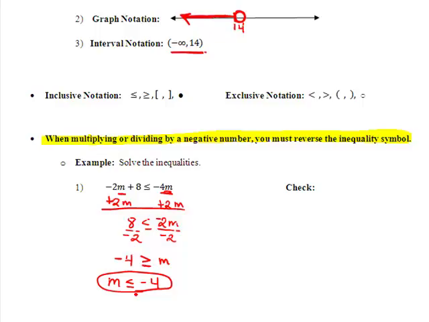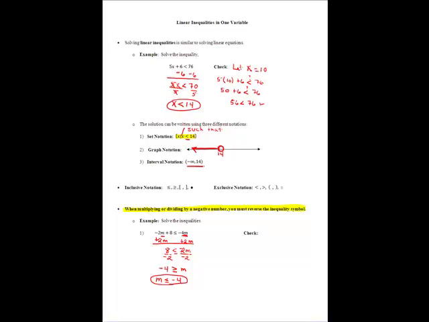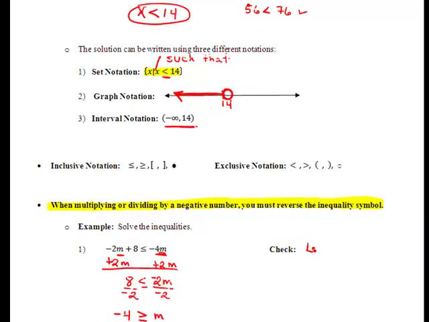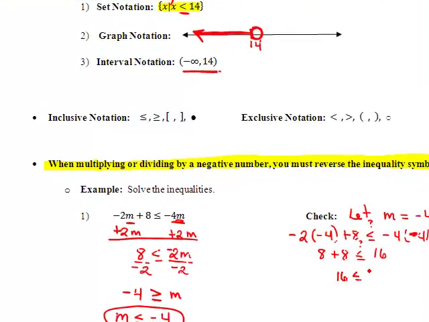And as usual, we would want to check our answer. Now this time, because it's an inclusive inequality, I can choose an m value of negative 4, and it should check. So if I plug in negative 4 into my inequality, negative 2 times negative 4 plus 8 is less than or equal to negative 4 times negative 4. You plug in your m value wherever you see an m, and then let's verify that this is a true statement. So I get a positive 8 plus 8. Is that less than or equal to a positive 16? Well, 8 plus 8 is 16. And is 16 less than or equal to 16? Well, it's not less than, but it certainly is equal to. So when m is equal to negative 4, it checks.